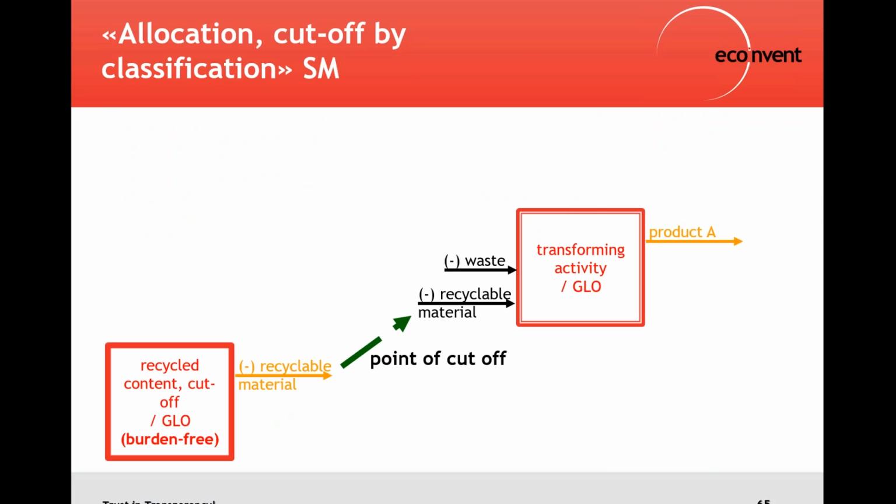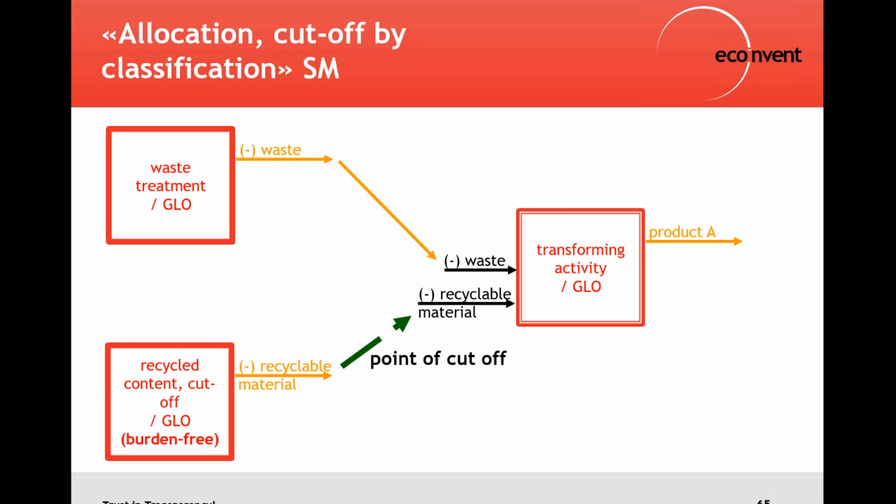The recyclable material will be supplied. I'm on purpose ignoring the market, so I'm just showing a summarized version of the supply chain. So the recyclable material will be supplied by burden-free activities. So those are activities that are just supplying this product to the demanding activities but are empty. So here is the point of cutoff. Here is where cutoff is happening.